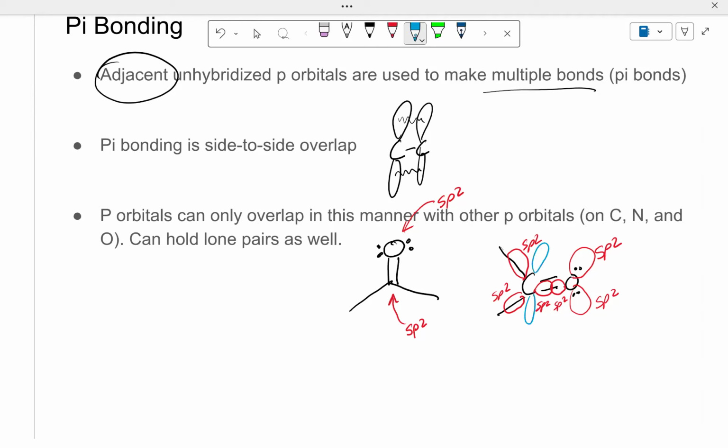Well, I'm going to take the unhybridized p orbital on carbon. I'm going to overlap it side to side with the unhybridized p orbital of oxygen. And that side-by-side overlap forms a pi bond. That's where we get the 1 sigma bond, oops, and 1 pi bond.